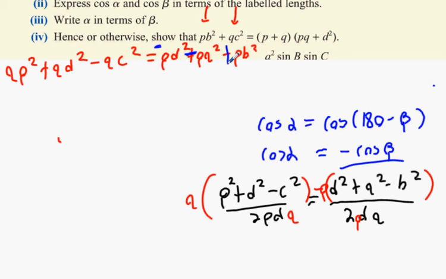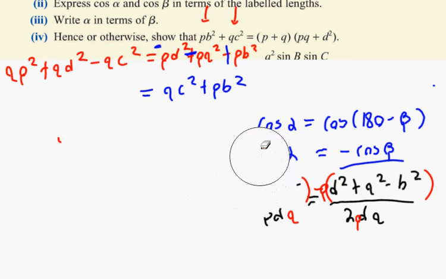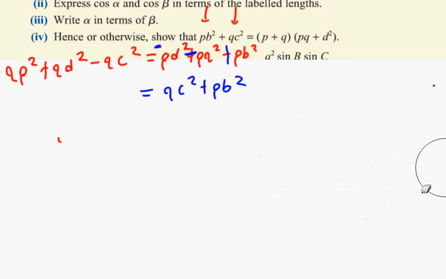Now let's get this together, right? Bring the QC squared over there, so it's going to be QC squared plus PB squared. You happy enough with that? Then what are we going to put over the other side? We have our QP squared, our QD squared. What else do I have to move over? I have to move over a PD squared, don't I? And what else? A PQ squared.